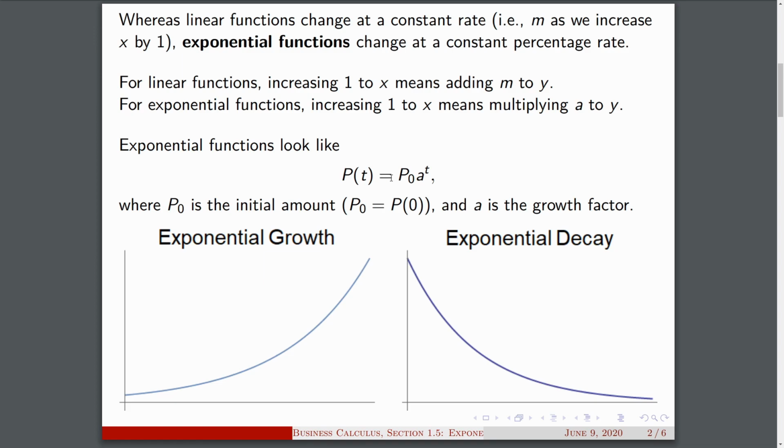Anyways, P of t equals P naught, that's this little 0 as a subscript, times a to the t. And P naught, that's like the y-intercept. It is the y-intercept. It's the value of the function when x equals 0. And a is called the growth factor. If it's exponential decay, then of course we would call it the decay factor. But it's the number that you multiply the function by for each increase of x by 1, in this case t by 1. Anyway, this is what the functions look like.